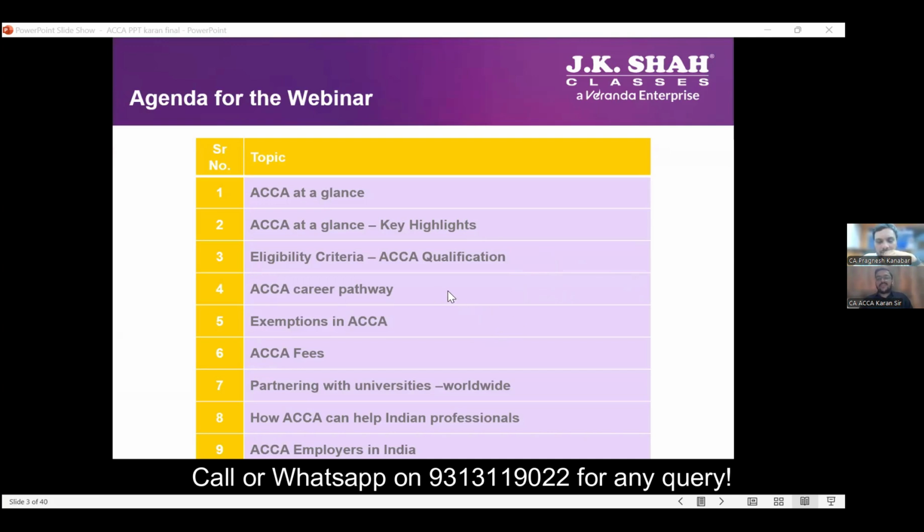We are going to discuss about the exemptions in the ACCA which you are going to get. What is the fees which you have to pay to the ACCA Institute? How JK Shah classes can help you get this qualification, and what is the JK Shah classes fees for coaching, registration, etc. We are also going to discuss about the job opportunities and who are the top employers of ACCA in India as well as out of India.